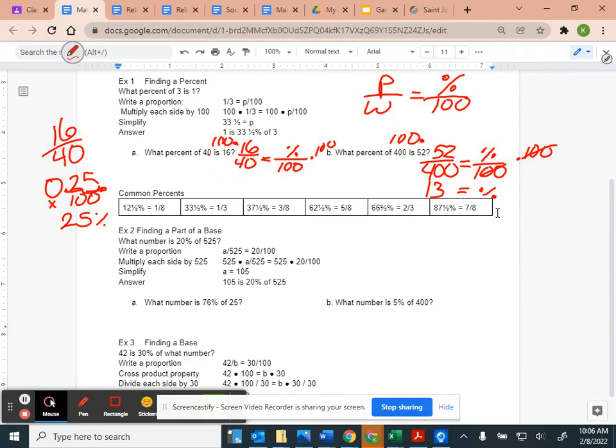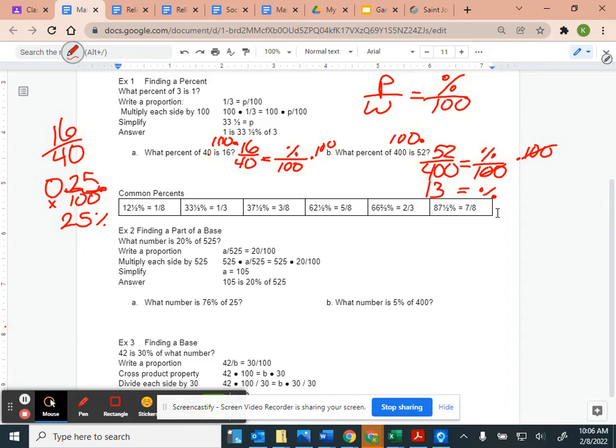52 out of 400, that's a small amount out of a large amount. So my percentage is going to be small. 13% is a pretty small number, right? Because 52 out of 400, that's not much taken out of that 400. That would be a horrible test grade. You are correct. Nobody wants to get 13% on a test. Is it making sense? Yeah.